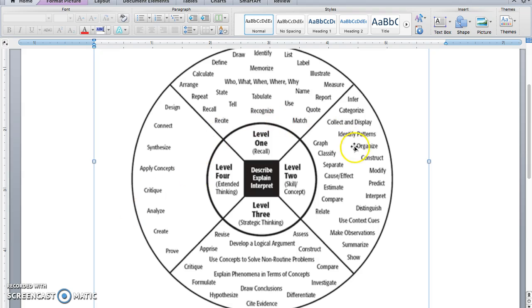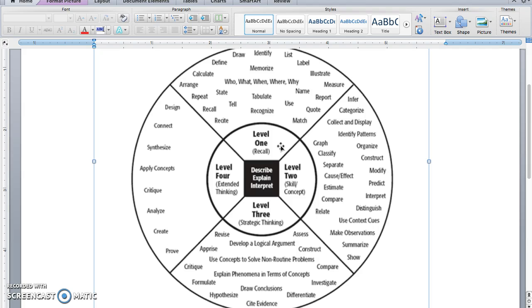You could see here that it's broken into the four sections, beginning with level one, which are basic skills, from a cognitive standpoint that are based on recall, and these are really used to assess prior knowledge of students either at the beginning of a lesson or of a unit.